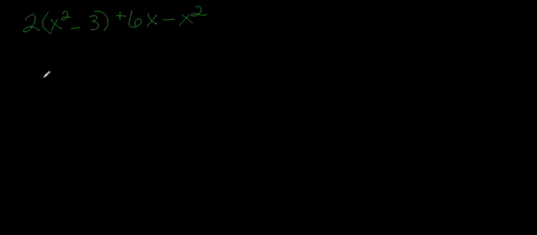So let's try this example. 2 times the quantity x squared minus 3 when we distribute gives me 2x squared minus 6. And it's important to write the rest of the problem out. And now we can look for like terms to combine.